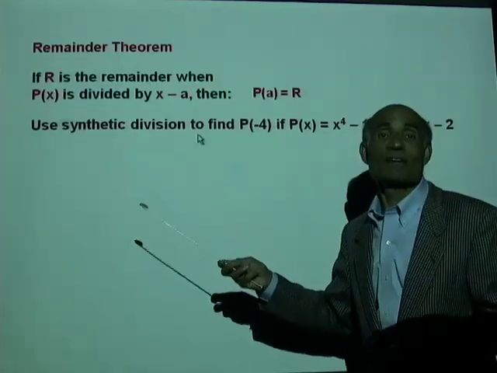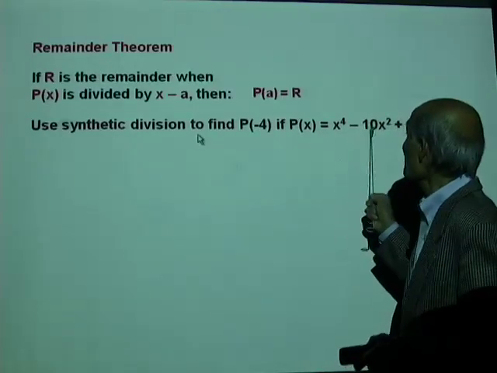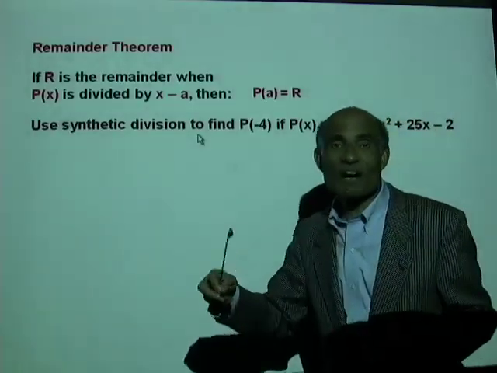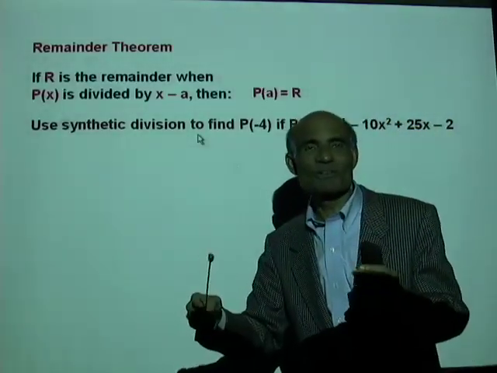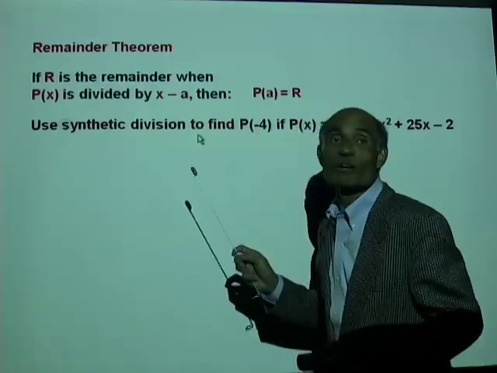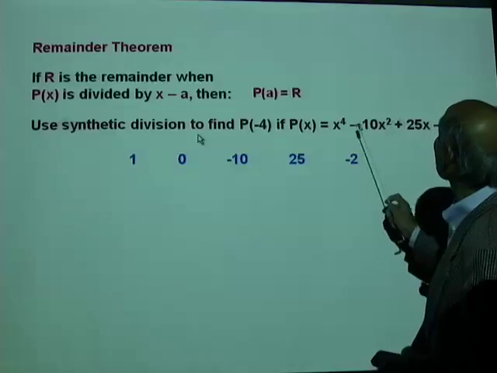How do you do that? Well, use synthetic division with this number. When the factor you divide by is x plus 4, the number you use for synthetic division is negative 4. So, let's start with the coefficients.